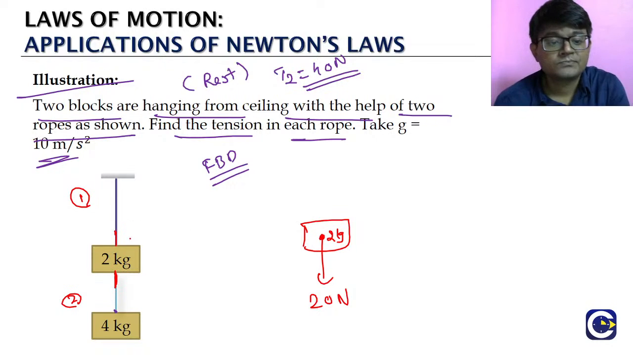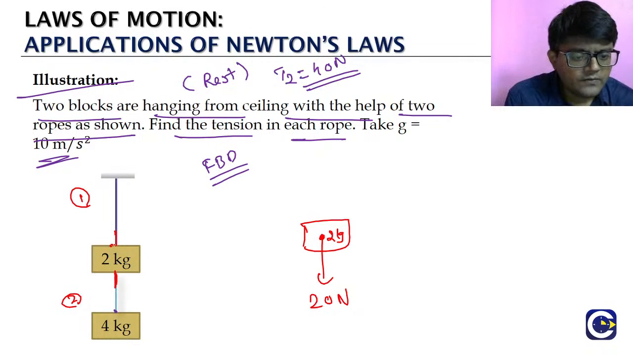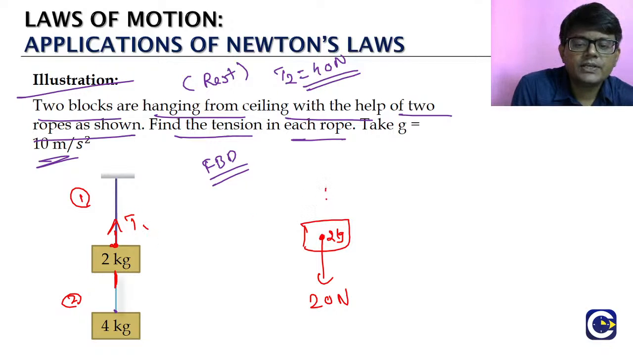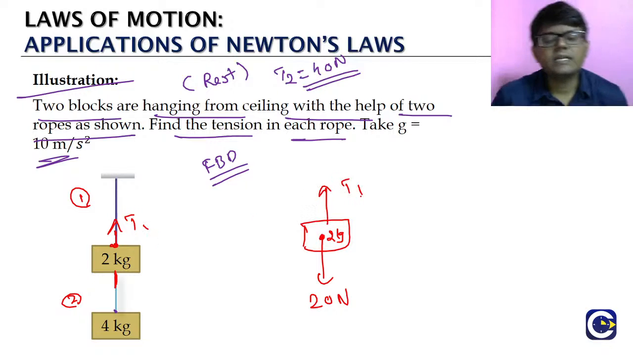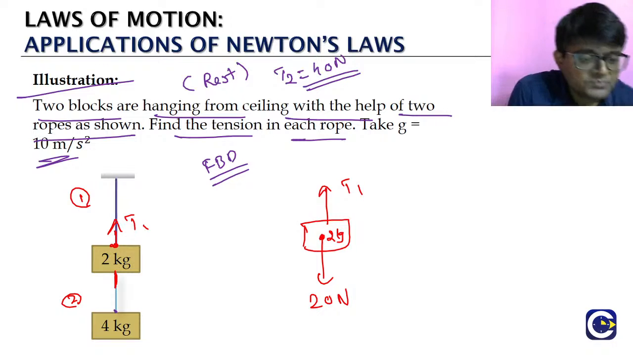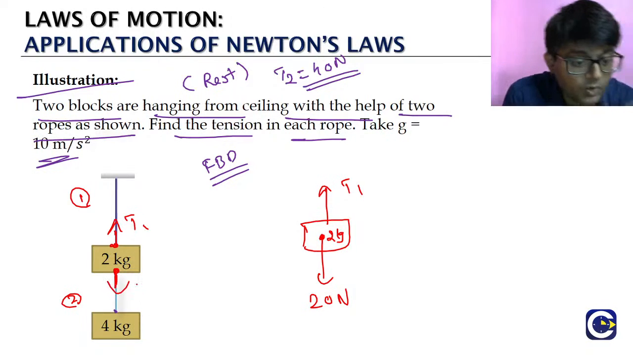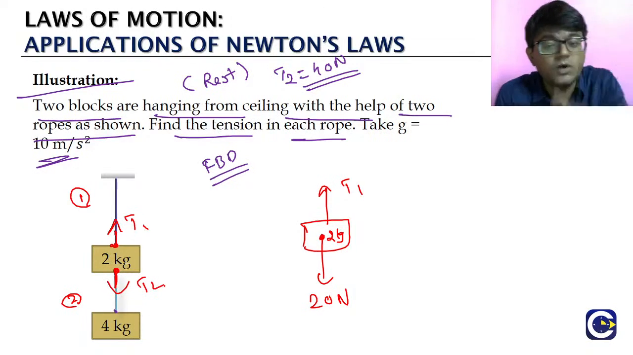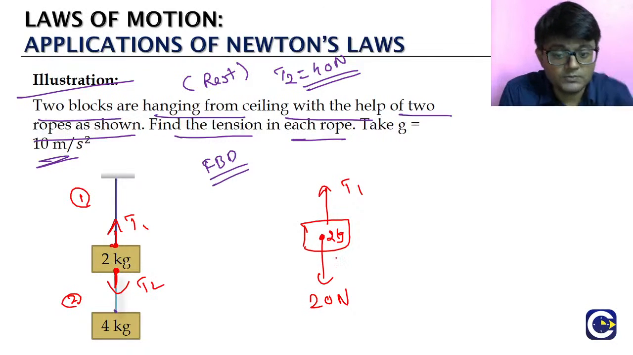Means look at what will be the tension because of the rope 1 on the 2 kg block. It will be into the rope 1 like this. Means tension acting on that 2 kg block will be into the rope 1. What about the tension because of the rope 2 on the 2 kg block? It will be into the rope. Means T2 will be into the rope, down.